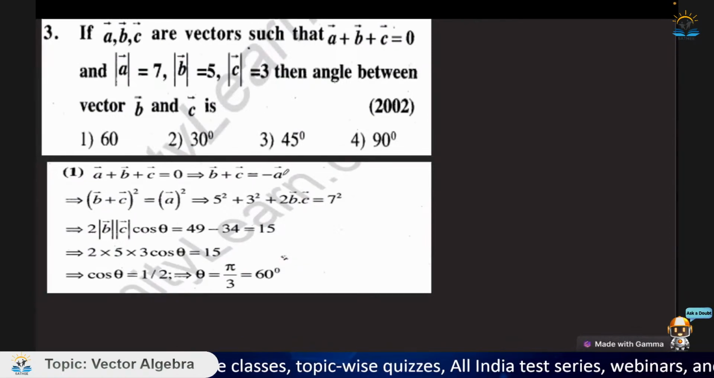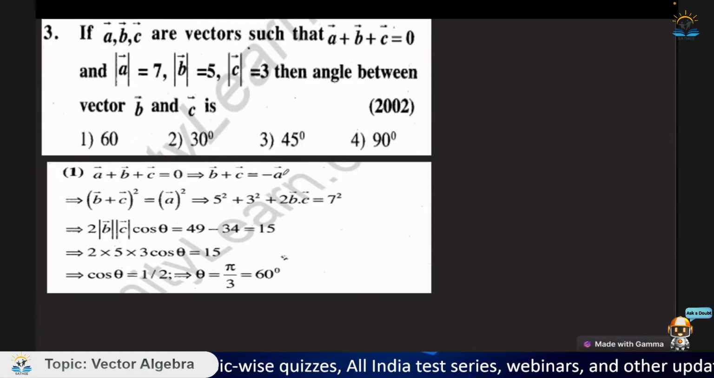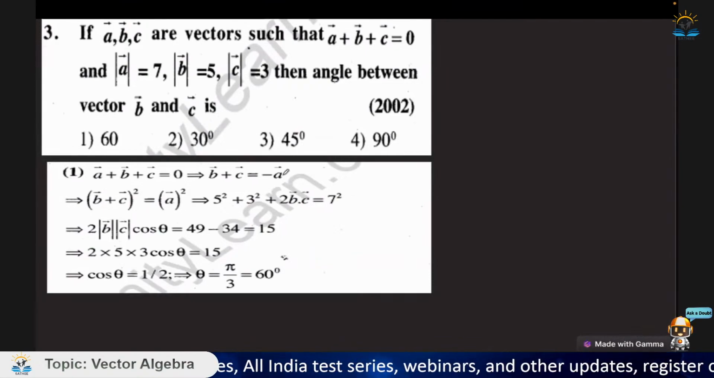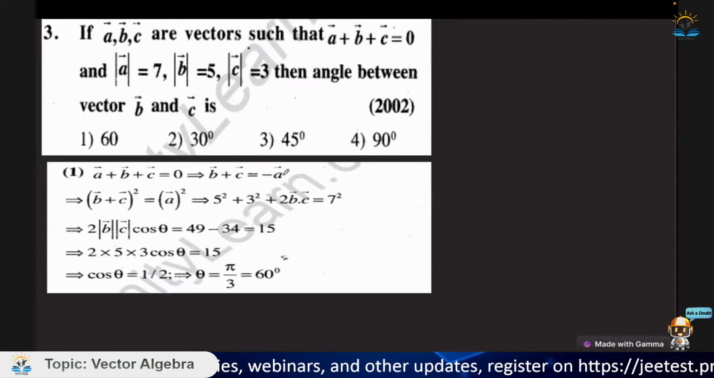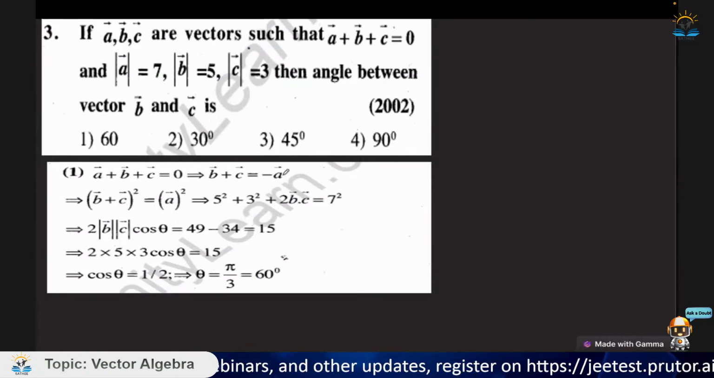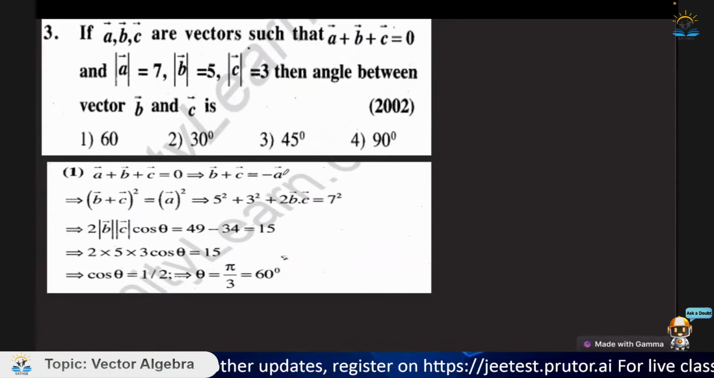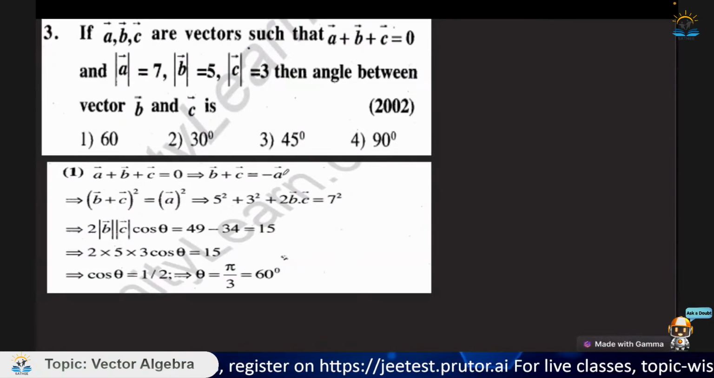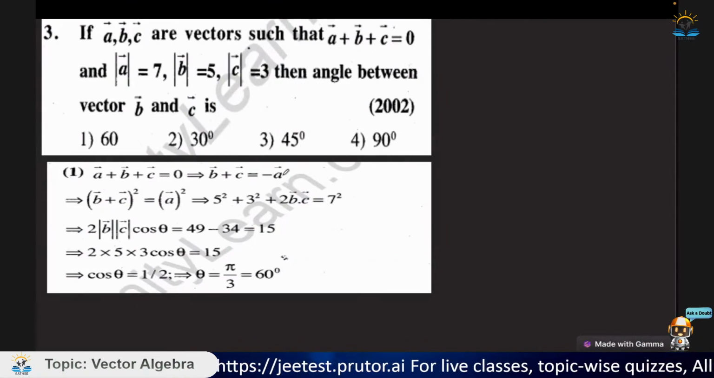volume of parallelepiped. How to calculate? I'll tell you right now, which is just box ABC. Simply, what is box ABC? I've already told you about this, which is equal to A vector dot B cross C vector. Okay, there are some properties of the box that I have not mentioned.